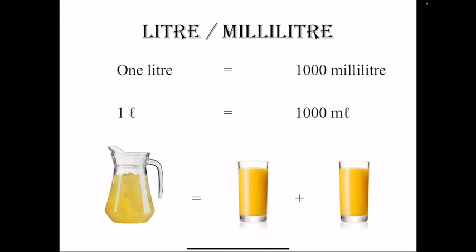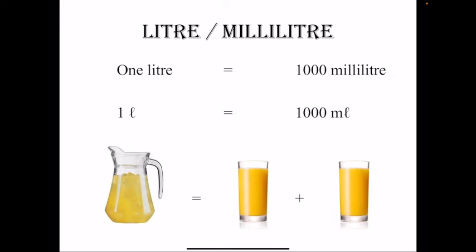Now what is the relation between liter and milliliters? One liter is equal to 1000 milliliter. Understood? So 1 liter is equal to 1000 milliliter. Like you can see here, it is a jug full of juice, orange juice. 1 liter juice is there. Now the capacity of this jug is 1 liter. But the capacity of these glasses is not 1 liter. So how many glasses can this jug fill?